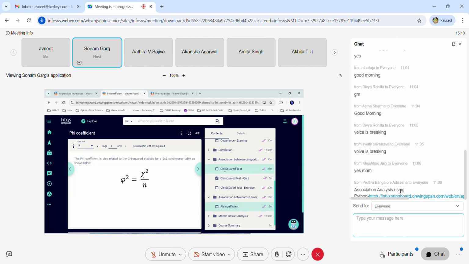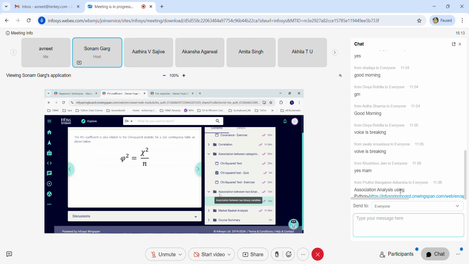So you can use any of these metrics to find whether your target variable and your independent variable are dependent on each other or not, whether to go for the analysis or not, and whether that analysis would be meaningful or not.